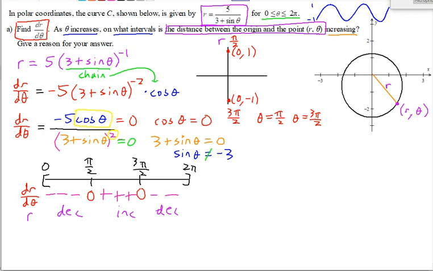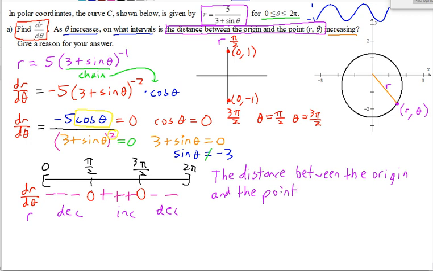So we can say, and I'll just use the same wording they used here, even though this does mean r, just to make sure it's clear that we're answering the question they asked. And say the distance between the origin and the point r theta is increasing on, interval would be from pi over 2 to 3 pi over 2.